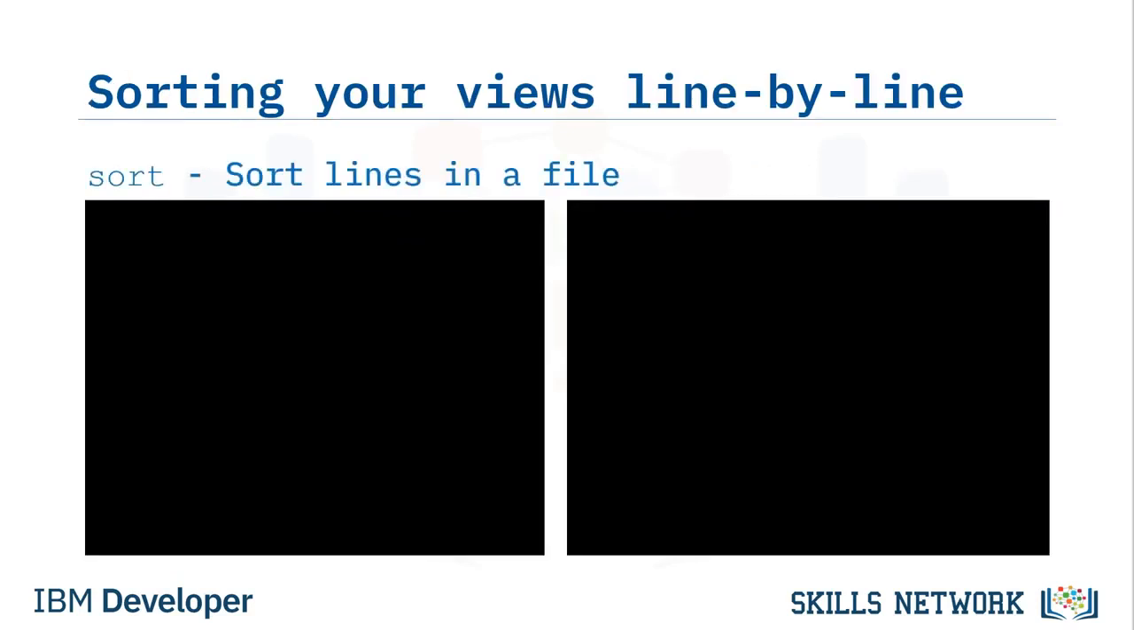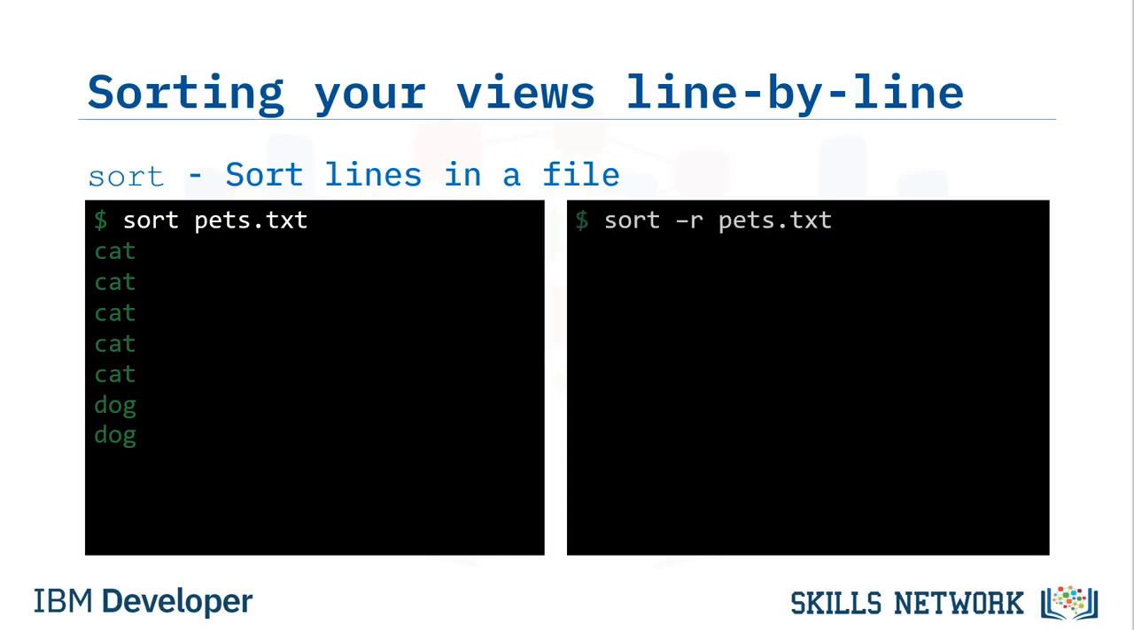The sort command sorts the lines of a file alphanumerically and prints the sorted result to standard output. By entering sort pets.txt, you get back the alphabetically sorted output with cat repeated 5 times and dog repeated twice. If you enter sort -r pets.txt, you get back the lines sorted in the reverse order, with the dog lines appearing before the cat lines.